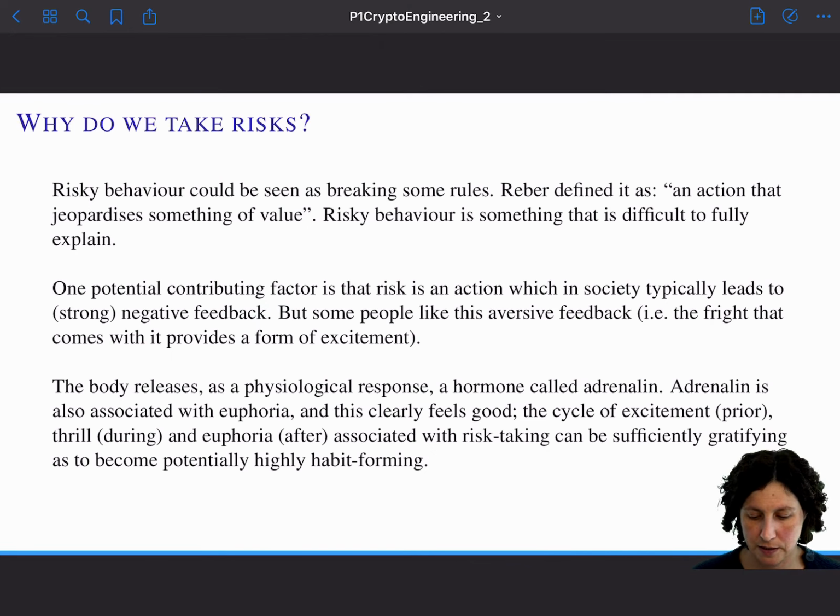And again, psychologists looked at that in great detail, and a person called Reber defines it as follows. It's an action that jeopardizes something of value. So it's something where we perhaps have some emotional reaction to it. So a potential factor that contributes to risk taking is that because we jeopardize something, we might also attract some form of feedback, some form of reaction. And obviously, many of us will prefer a kind of a positive feedback. So if people tell us we've done well, that's certainly nice to hear. But any kind of feedback, in fact, invokes in most of us an emotional reaction. And also aversive feedback provokes some form of reaction.